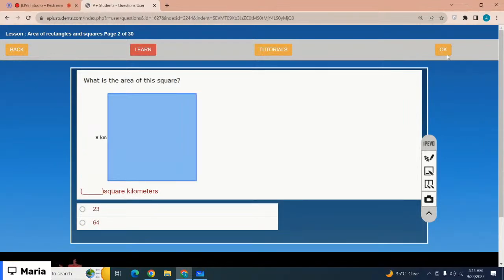Okay, what is the area of the square? Yes, that is a square, so you have to do 8 times 8, so that would be 64. So the correct option is 64.